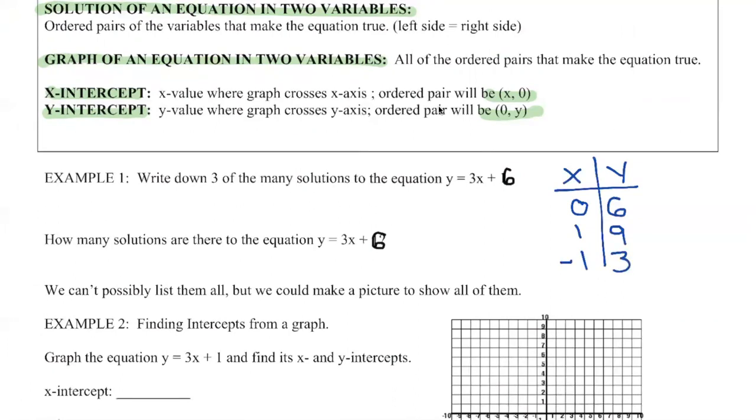So you could pretty much plug in anything. This is just 3 points that I did. There is an infinite number of points that you could plug in. And that's why a line also has arrows, because it continues in both directions. So how many solutions are there? An infinite many solutions.